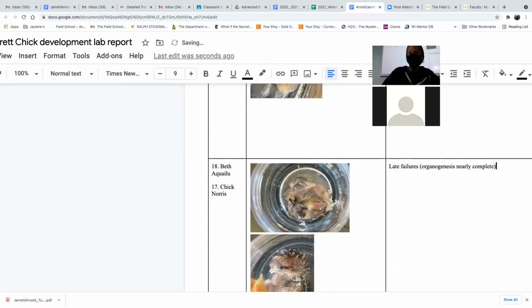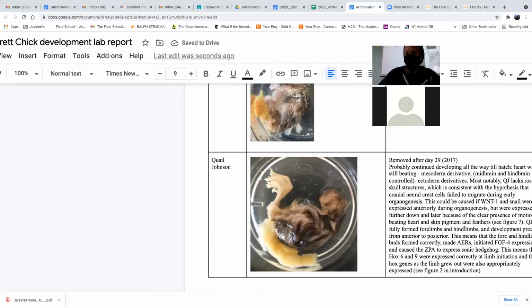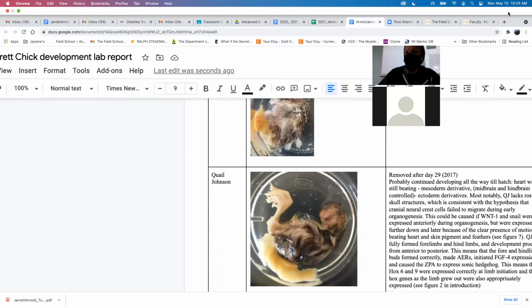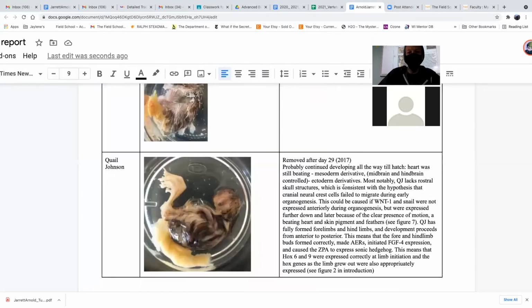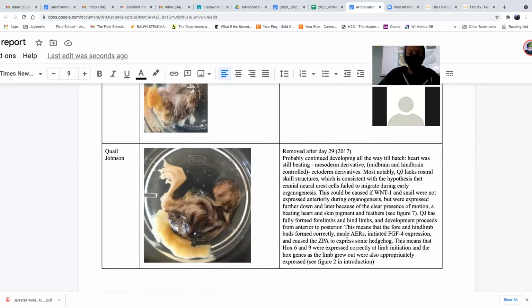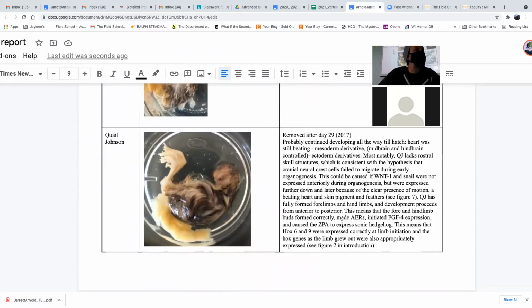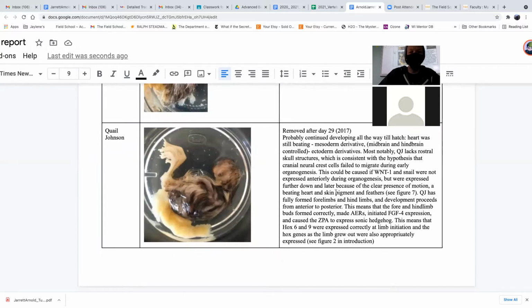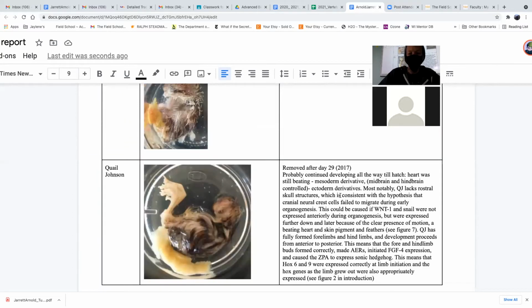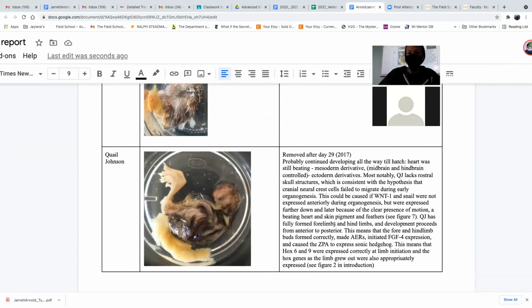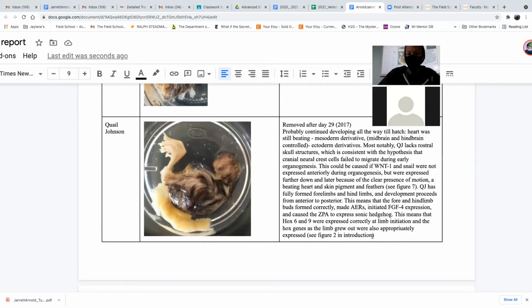Okay, and then I want to remind you what the example looks like. In the example, we talk about all of the things that formed correctly and events that led to that were noteworthy in detail, describing genes and tissues and stuff like we did for Quayle Johnson, okay? And then I cite some figures here.